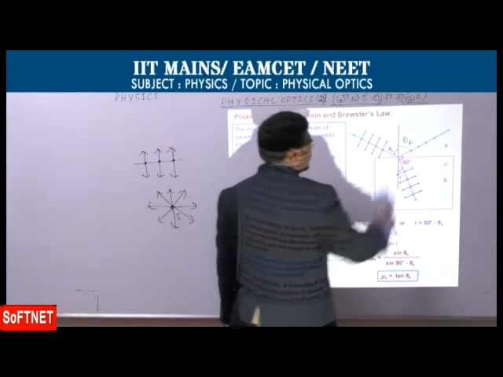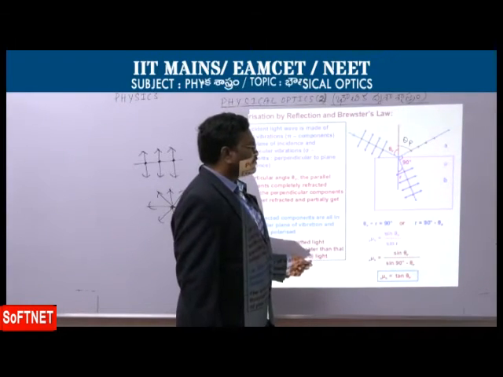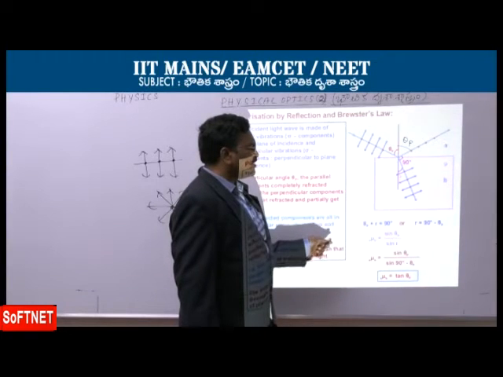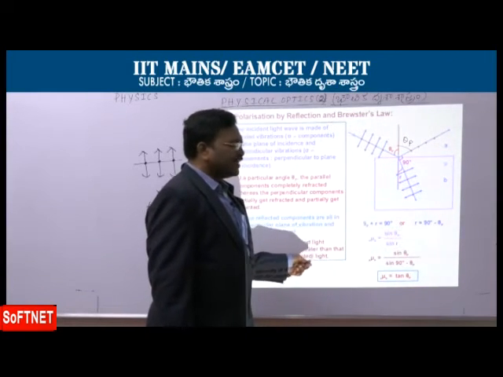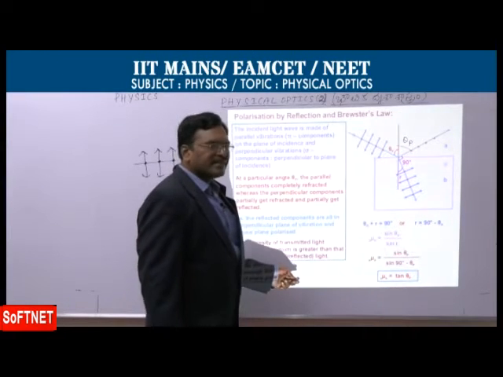Theta p. Now from the diagram, r plus theta p is equal to what? 90 degrees. Now the total angle is how much? 180 degrees. 180 minus 90 is 90. Now theta p plus r is equal to 90. r is equal to what? 90 minus theta p.